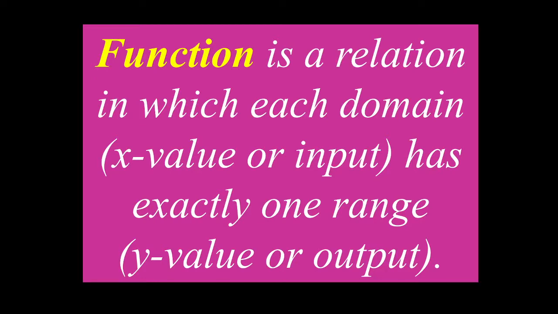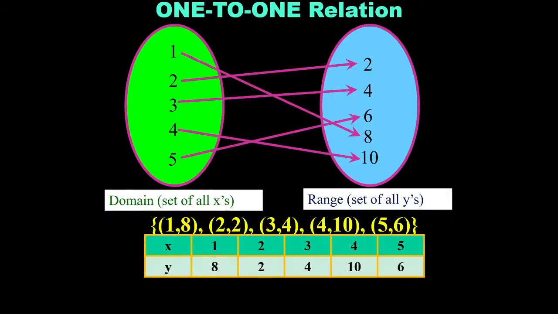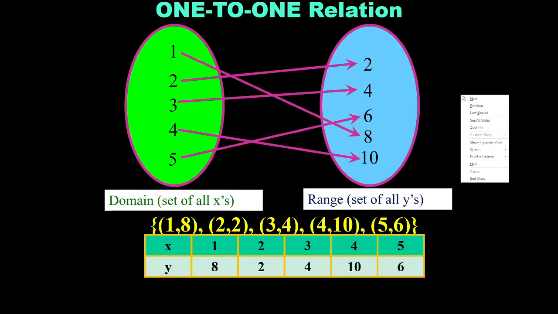I'm gonna be presenting to you the first kind of relation. This is a one-to-one relation. And we had this one already with our previous lesson. So take note, I have assigned 1 with 8, it's here. 2 with 2, it's here. 3 with 4, 4 with 10, 5 with 6. You can see that as well in our table of values in ordered pairs.